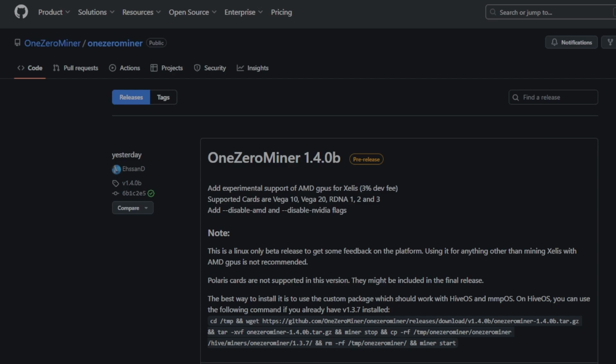But one thing, if you're listening to this Onezero, I think the dev fee at 3% is way too high. I think you should lower it to 1%, but I think 2% would be a fair compromise as GPU profits are pretty bad. So I think there should be a compromise for the dev fee.